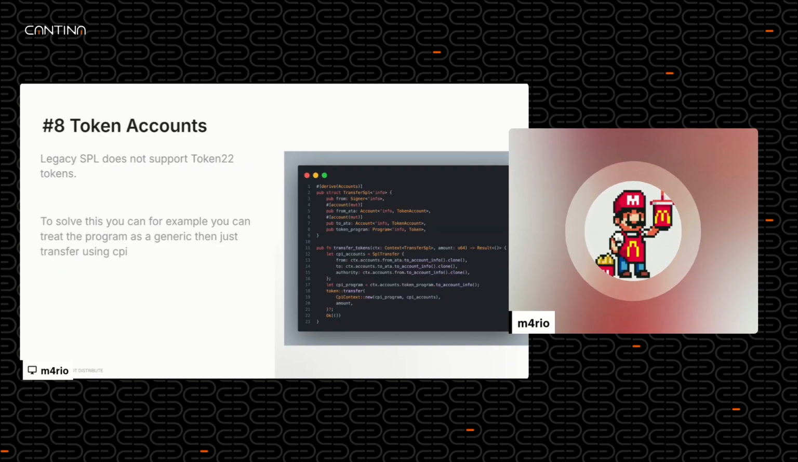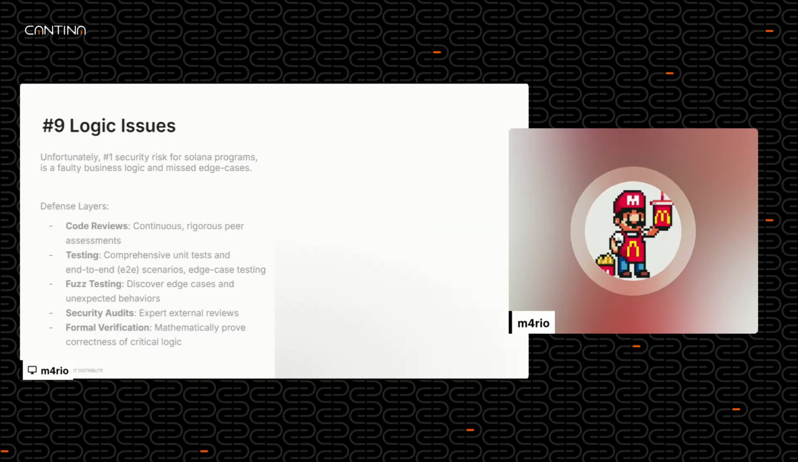It's a bit more complicated for this to be actually explained in one slide, but it's good to understand that sometimes transferring with legacy SPL is not supported by Token-2022. And for example, if you are building an AMM, and you want to support all types of tokens, you have to take this into consideration to support both standards.